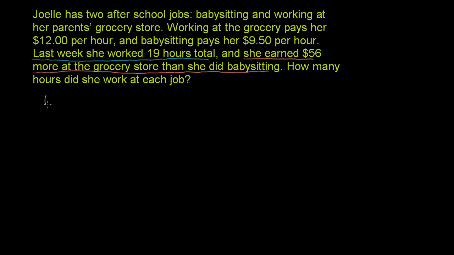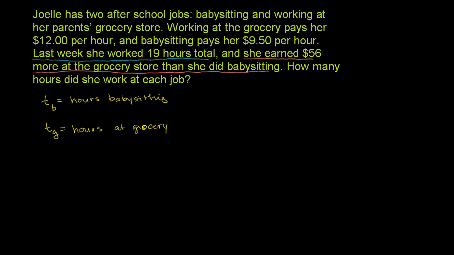Let's define time babysitting. So T sub B is equal to hours babysitting. And let's define T sub G as hours at the grocery. So they want us to figure out what was T sub B and T sub G. What were the hours at the babysitting and what were the hours at the grocery?